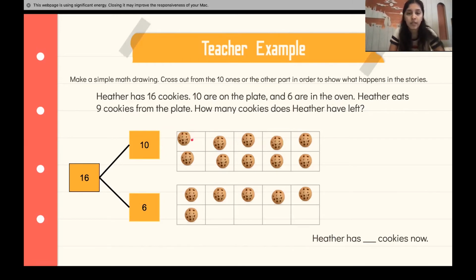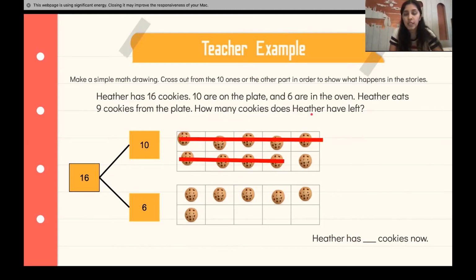plate. So, it's 1, 2, 3, 4, 5. So, those are 5. Subtracting those, and then let's see. So it's 5, 6, 7, 8, 9. So subtracting those as well. So now the cookies that aren't crossed out with red means they're cookies that Heather has left over.